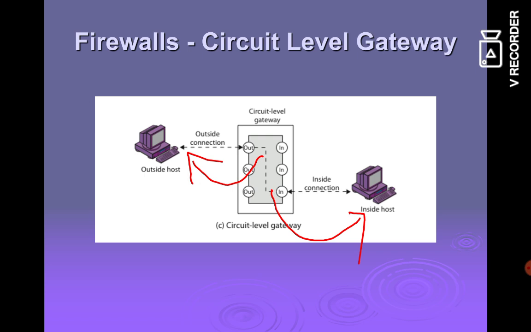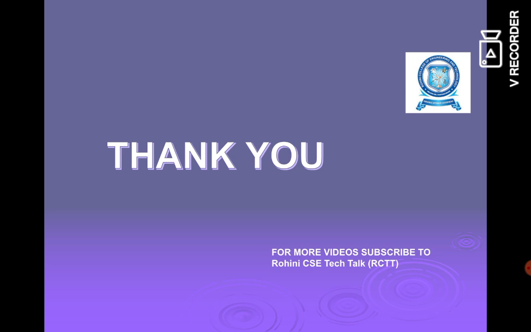The outside host provides the authentication details, and once the authentication details are verified by circuit level gateway, it establishes the connection between the outside host and inside host. After that, they can transmit the data. We don't need to examine the content of data. So that is circuit level gateway.